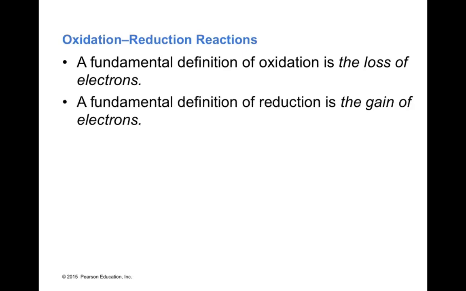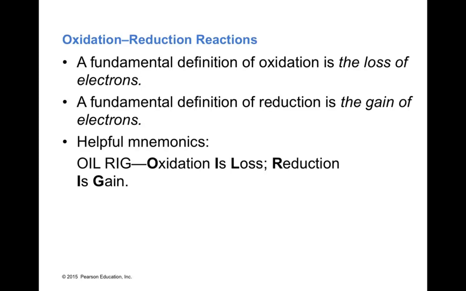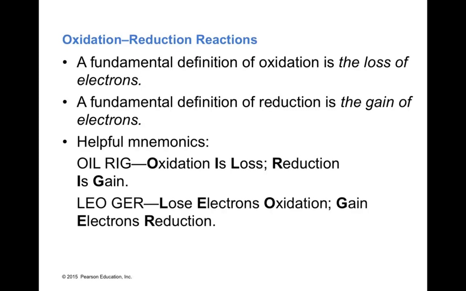The reduction, a fundamental definition, will be the gain of electrons. So if you're gaining electrons, your charge is going to be more negative. Okay, and that will be the reduction. Here we have a helpful mnemonic. OIL RIG: oxidation is loss and reduction is gain, from the perspective of electrons. In oxidation you're losing electrons. In a reduction you're gaining electrons. Also, you have LEO GER: lose electrons is oxidation, gain electrons is reduction. So it's basically the same thing with another type of mnemonic.